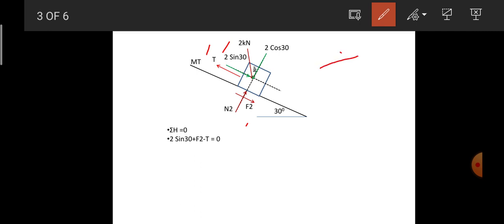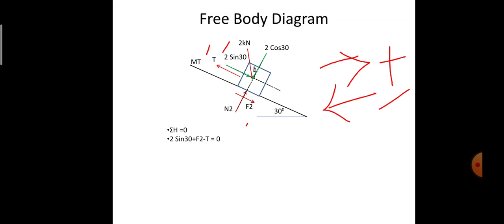For solving the horizontal forces, the right side force is considered positive and the left side going forces are considered negative. With this sign convention, 2 sin 30 is going in the right side direction, hence it is positive. F2 is also going in the right side direction, hence it is positive. But T is going in the left side direction, hence it is negative. Equate that to 0, and you will get one equation of sigma H.